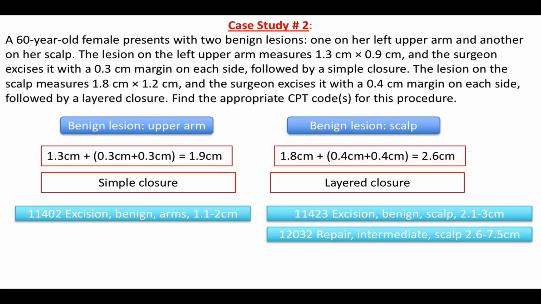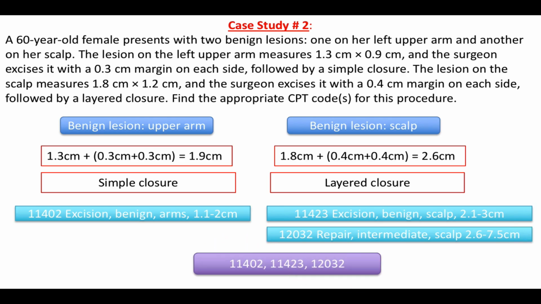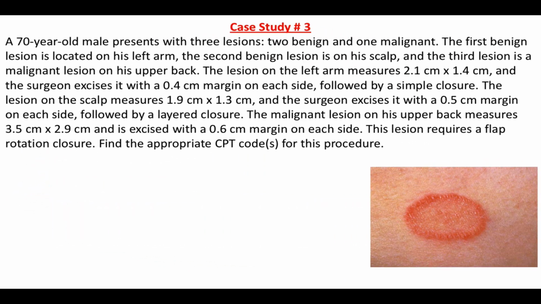That said, the correct codes to report for this case are 11402, 11423, and 12032. I hope you got it right. If not, don't worry. Practice makes perfect, so try it again. Case number 3 is for your homework. Try to follow my steps and code this case yourself. I'll go over it next week.